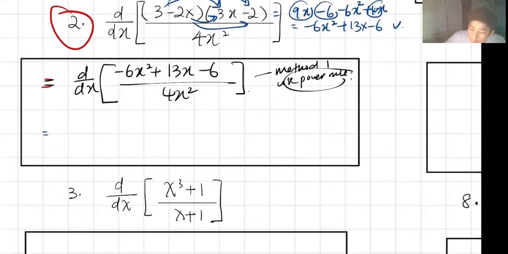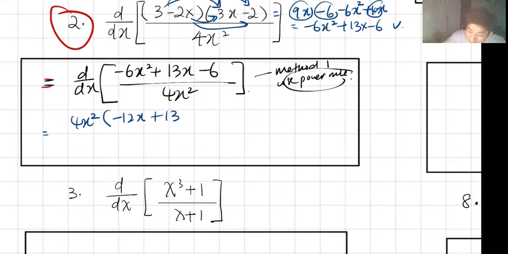What is the formula? When you have something like this, you start with the bottom, 4x squared. Fix the bottom, basically copy the bottom, then differentiate the top. When you differentiate the top, you get minus 12x, because 2 times negative 6 gives negative 12, then the power is reduced by 1. Then plus 13, because differentiating 13x gives 13.